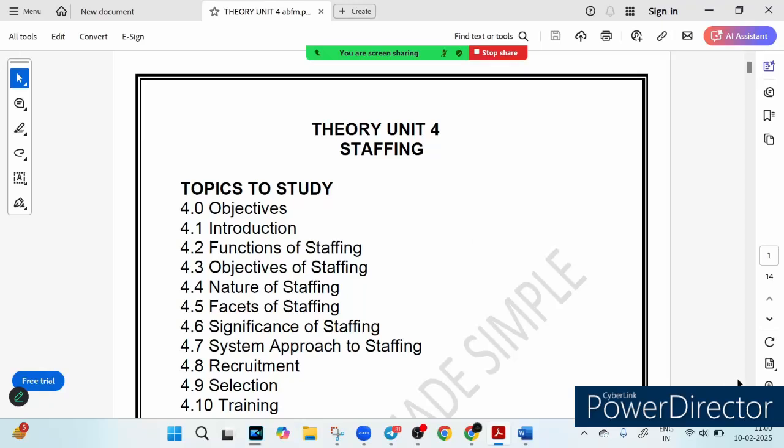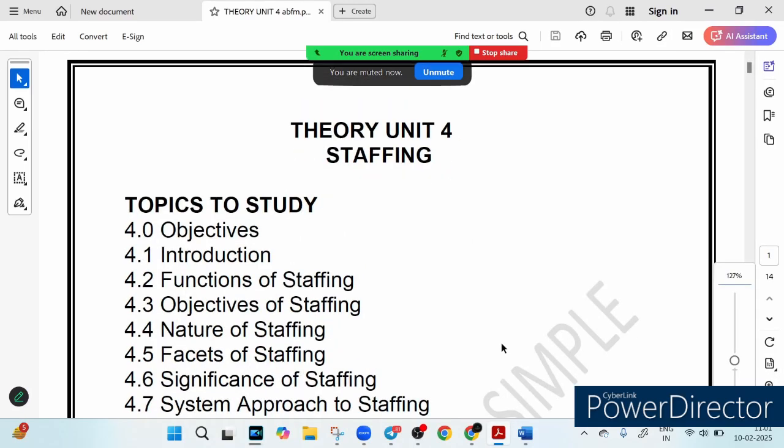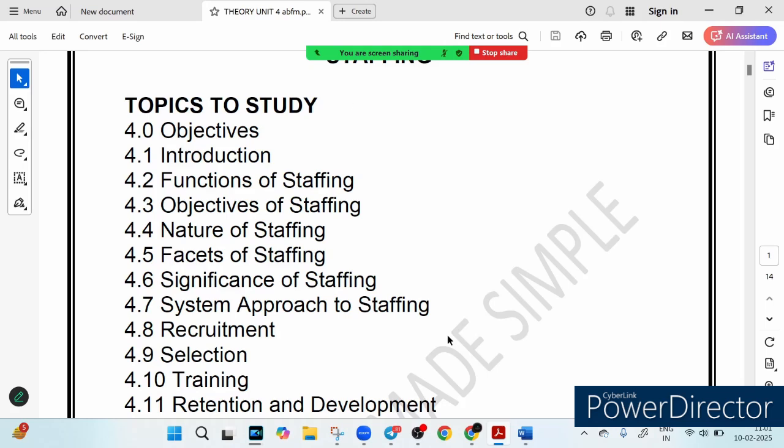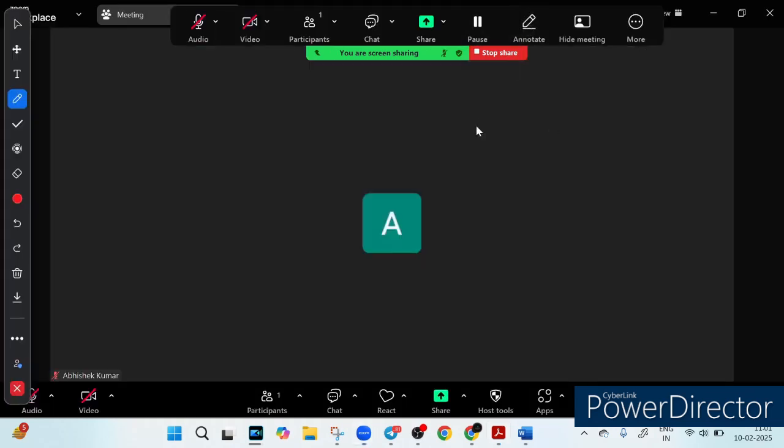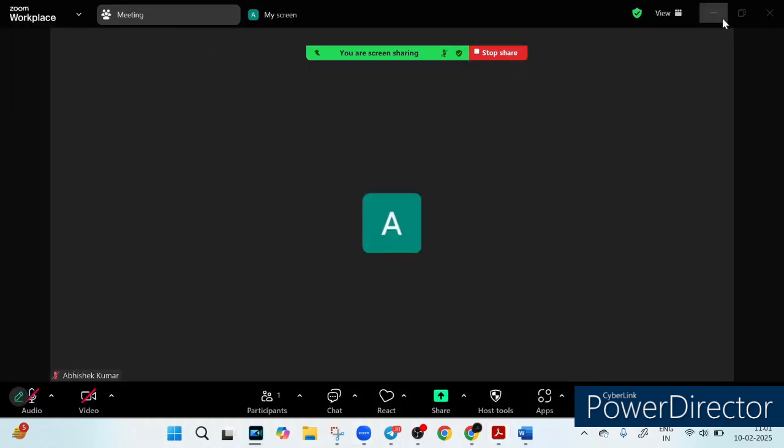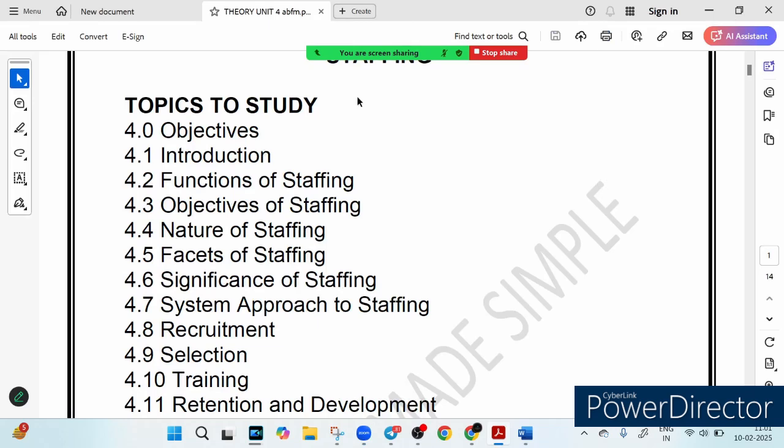Hi friends, welcome to the unit number 4 theory portion of AVFM, and the chapter name is staffing. Before we dive into the chapter, let's see what topics we have to study in this particular chapter. First, the objective of this chapter. Second, we will see the introduction.